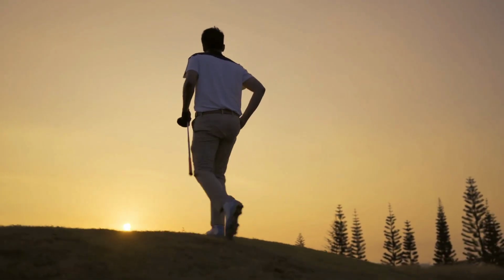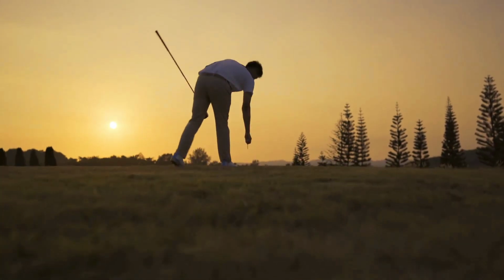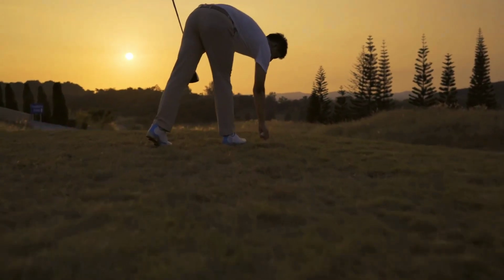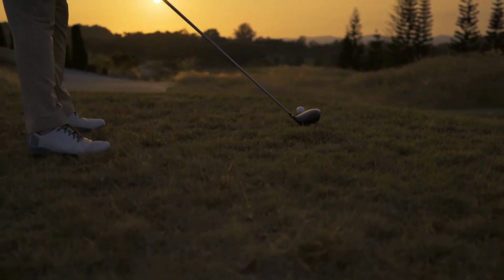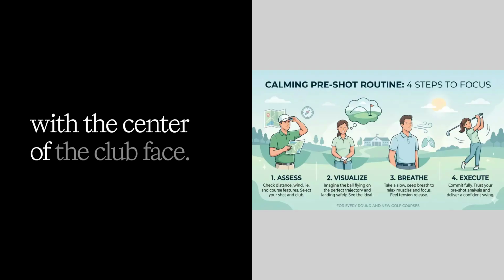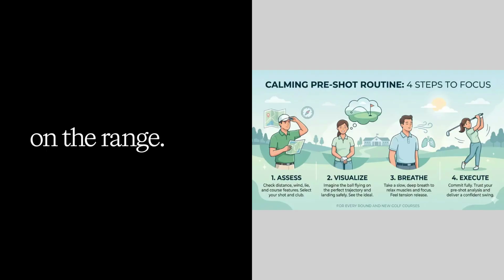Fairway woods and driver. Turn your attention now to your fairway woods, and finally your driver. Use about 70 to 80% of your power, focusing on rhythm, balance, and making solid contact with the center of the club face. Practice using the various targets on the range.